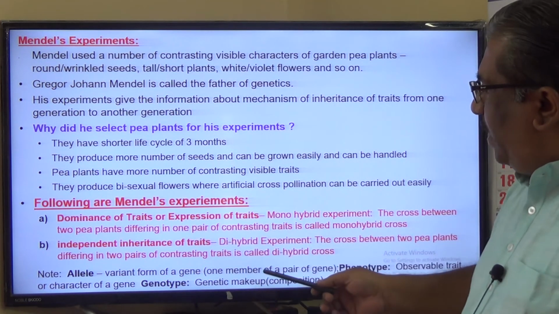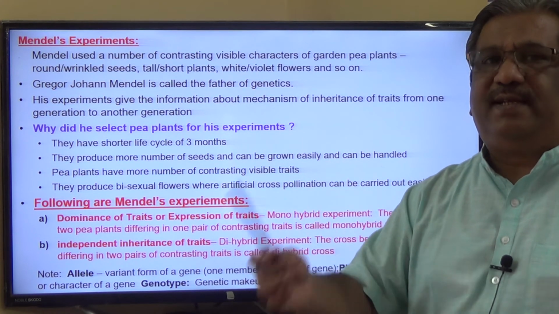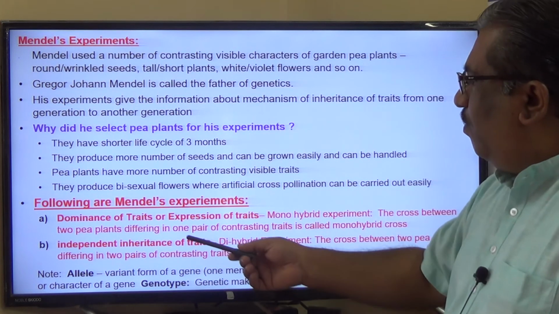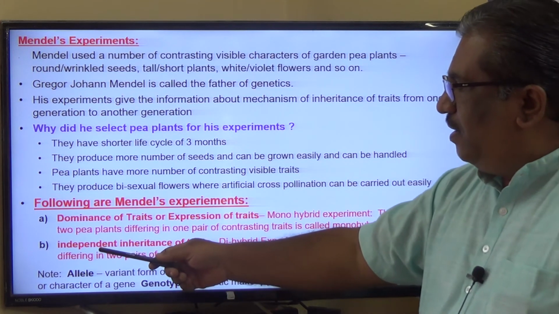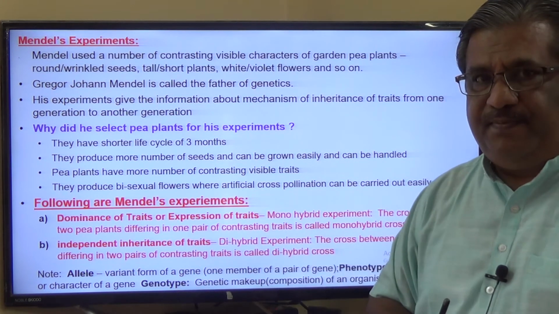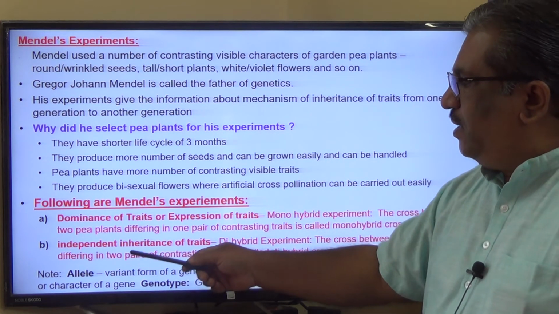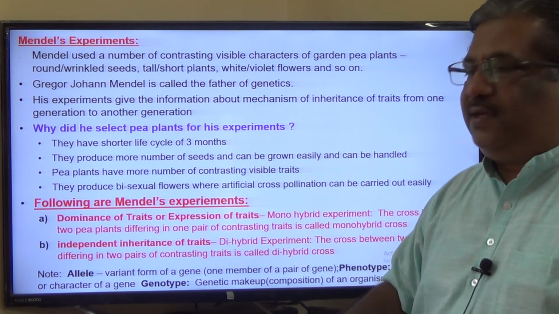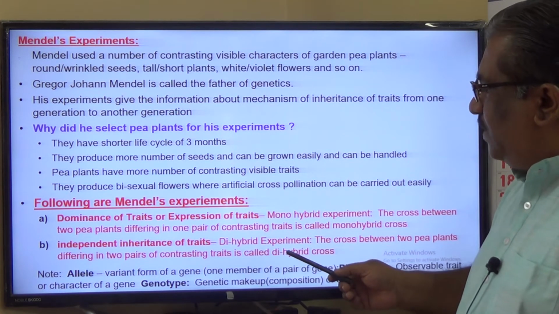So an experiment where only one pair of contrasting traits, meaning opposing traits, contrasting means opposite of each other. One pair of contrasting traits is called a monohybrid cross, to demonstrate the dominance or expression of traits. Whereas the second experiment demonstrates the independent inheritance of traits, which is a dihybrid experiment.